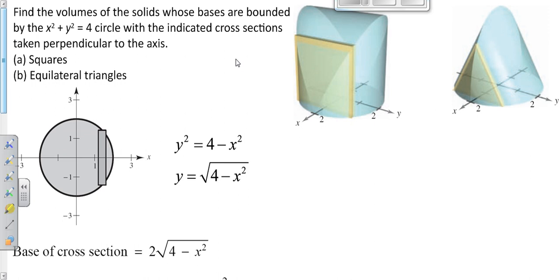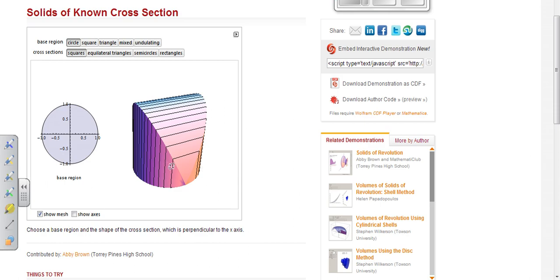So let's consider a situation where we have a circle centered at the origin with a radius of 2, which we have right here. And we want to go ahead and form squares. So this right here would be the bottom of a square, and then you're going to have to come out that far, and that would be this square that's right here. Now, that can also occur on this diagram right here.